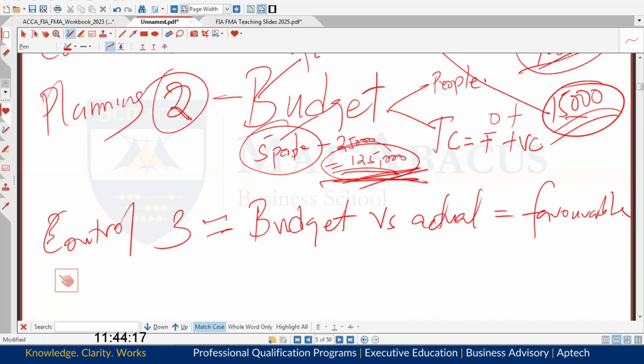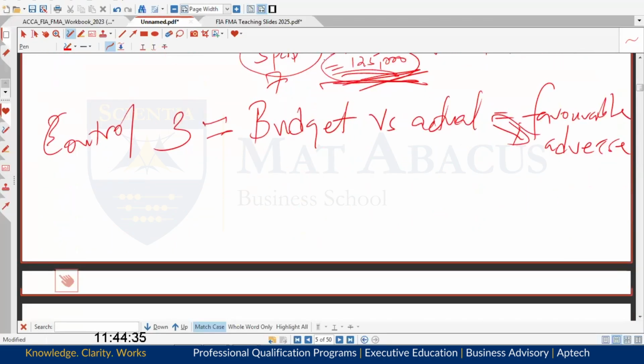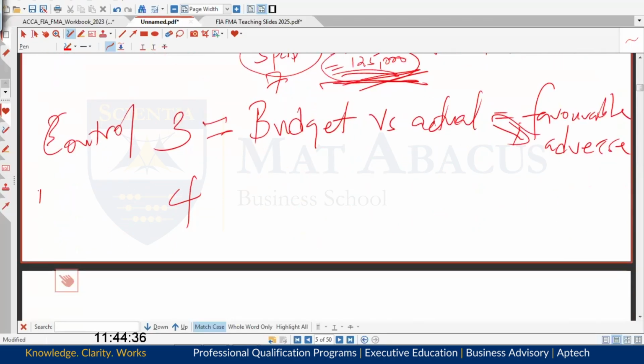Okay. Now that is control. If you spend more, we normally say adverse. That means you have to look for more money. Okay. So imagine you budget for 5, then 7 people show up. Then you go into mode 4, decision making. That's the time where you disown some of your friends and say, it's by invitation only.